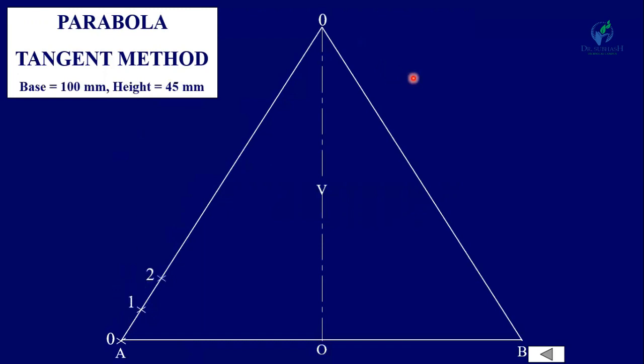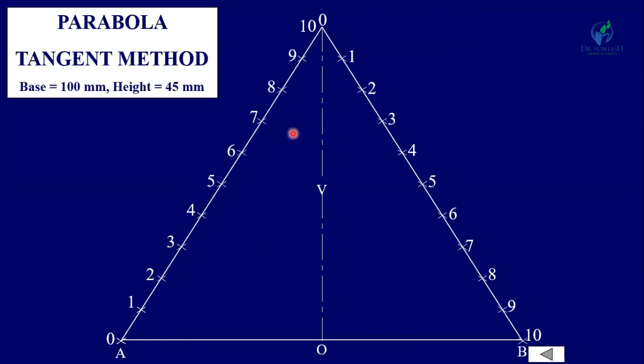1, 2, 3, 4, 5, 6, 7, 8, 9 and 10. Okay, so you have to divide this line into 10 equal divisions, and similarly divide this line BO into 10 equal divisions. But the numbering is from 0 to B on this line, and on the other line the numbering is from A to 0. So point 1, 2, 3, 4, 5, 6, 7, 8, 9 and 10.